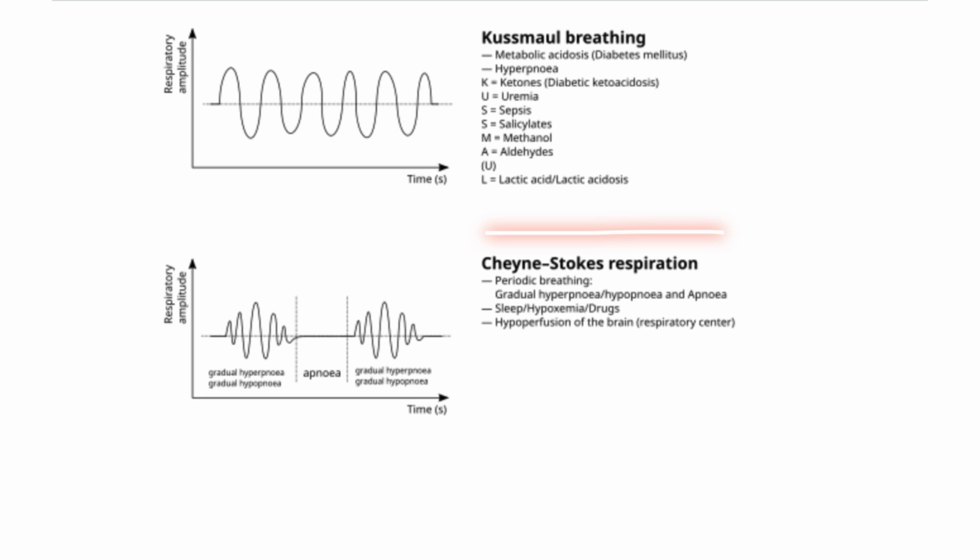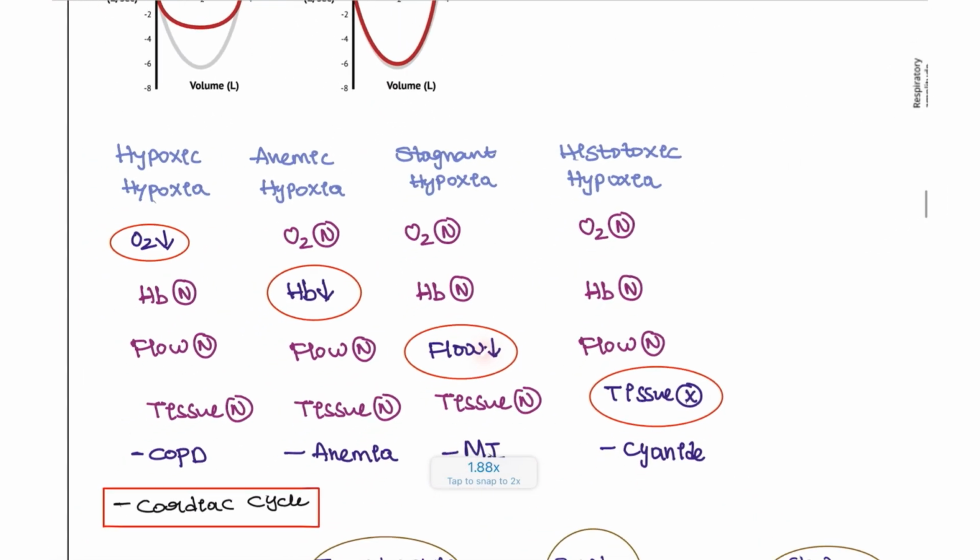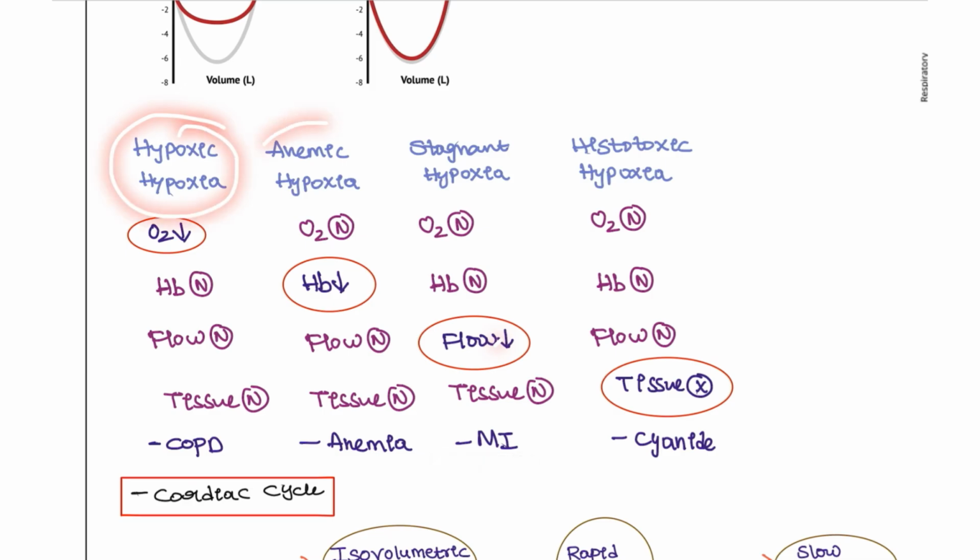And Cheyne-Stokes breathing will be hyper, hypo and apnea, hyper, hypo and apnea. So this is seen in Cheyne-Stokes periodic breathing, seen in hypoperfusion of the brain when there is respiratory center damage. Next, types of hypoxia: hypoxic hypoxia, anemic hypoxia, stagnant and histotoxic.